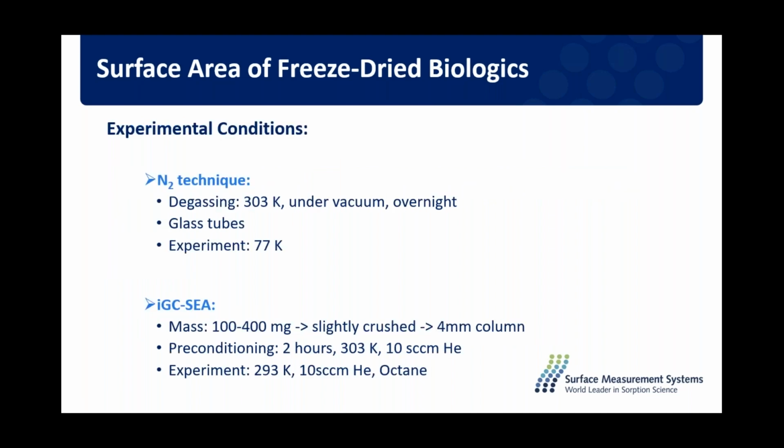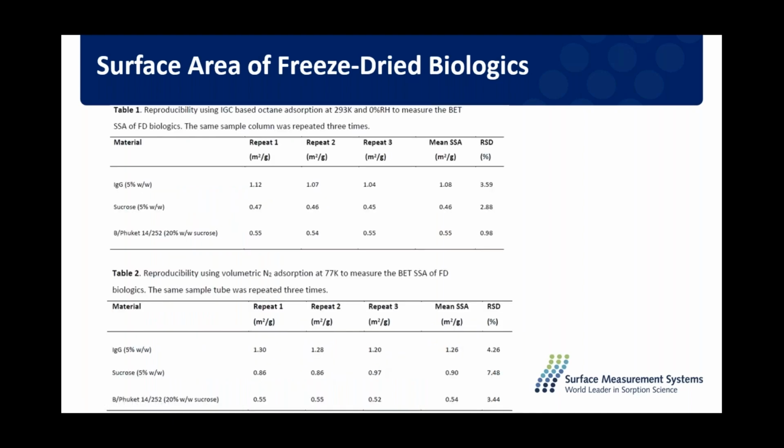For the nitrogen sorption technique, degassing was done at room temperature under vacuum overnight. The experiment conditions were as necessary at 77 Kelvin. On IGC, we only used about 100 to 400 milligrams of sample. Preconditioning was 2 hours under a flow of helium at 30 degrees C or 303 Kelvin. Then the measurement was done at 25 degrees C or 293 Kelvin using octane as the probe molecule. And hopefully you can see the numbers on here.